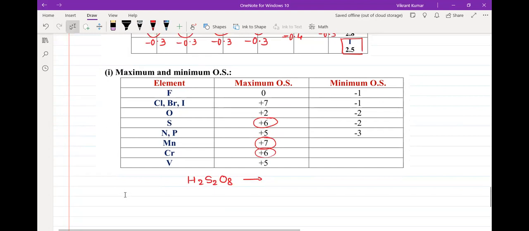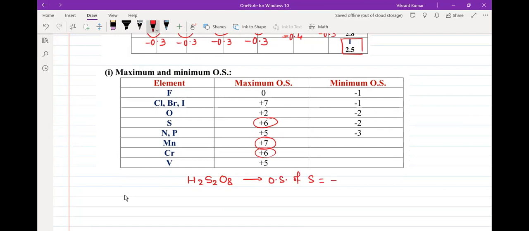सल्फर का बताओ जरा. +7, जबकि हो ही नहीं सकता. So that's why we need to write +6. So तो oxidation state एक ऑक्सीजन का -1 होगा ना.